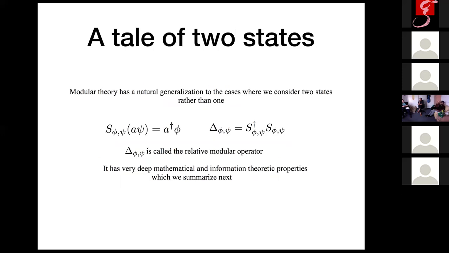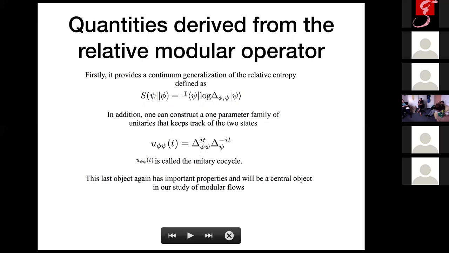And you construct the corresponding self-adjoint part of this S. So this delta is called the relative modular operator. This is the thing that I was telling you about all those slides ago. From a mathematical and information theoretic point of view, it has very deep mathematical properties. So what are they? I'm going to summarize them.